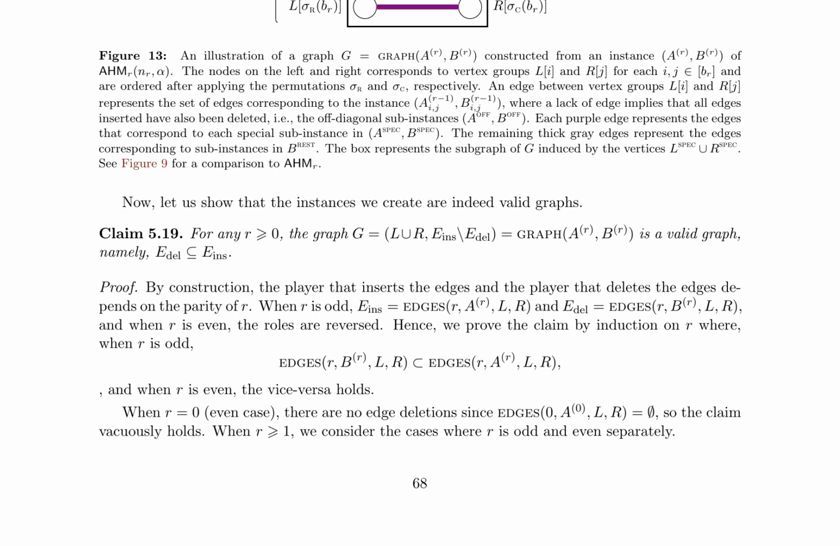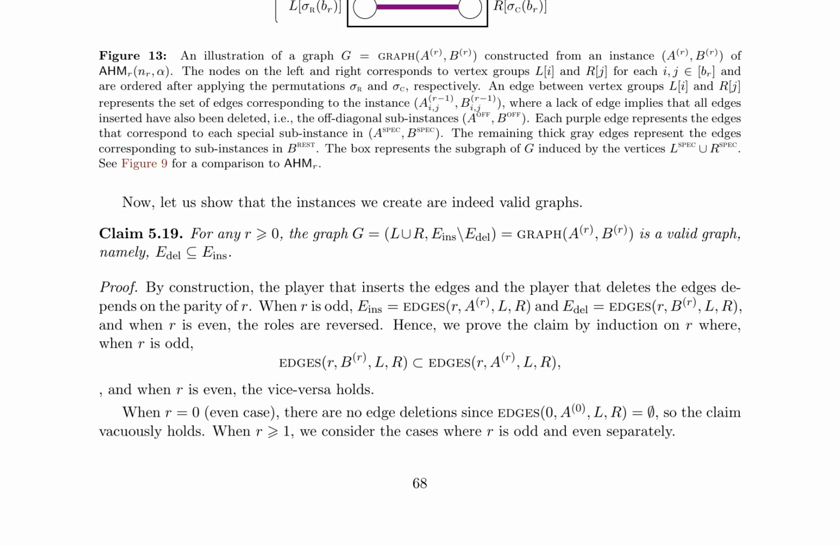Claim 5.19 states that for any R greater than or equal to 0, the graph G equals (L union R, E_ins, E_del) generated from A_R, B_R is a valid graph, namely E_del is a subset of E_ins. The proof proceeds by induction on R, where the base case R equals 0 is trivial since there are no edge deletions. For R greater than or equal to 1, the cases where R is odd and even are considered separately, and it is shown that the claim holds in both cases. The proof relies on the fact that the player that inserts the edges and the player that deletes the edges depend on the parity of R.